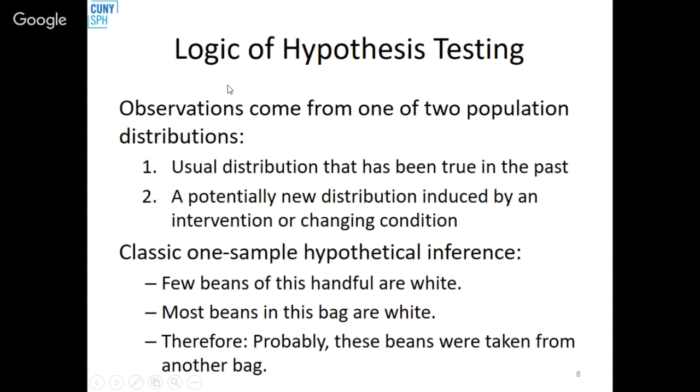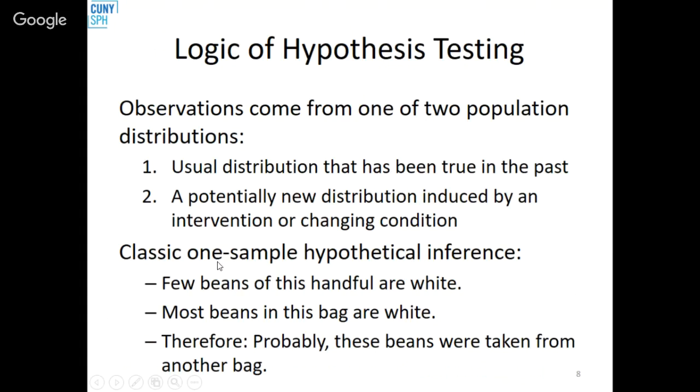The basic logic of hypothesis testing is that the observation, the sample that you draw, comes from one of two populations. Either a usual distribution that has been true in the past or that is associated with a control, or a potentially new distribution that is induced by your intervention or by some different condition. So one of two. And the hypothesis test will help us to make a decision as to which of these distributions we believe our sample was drawn from.